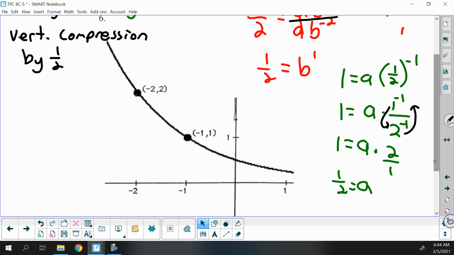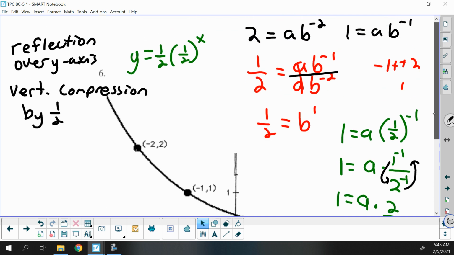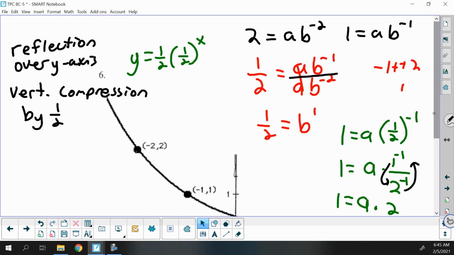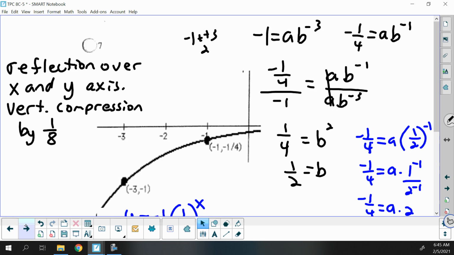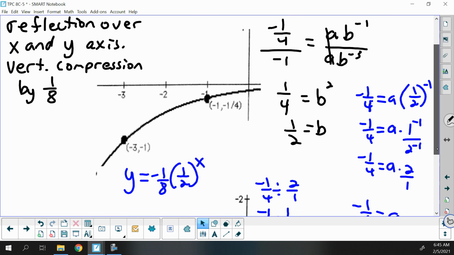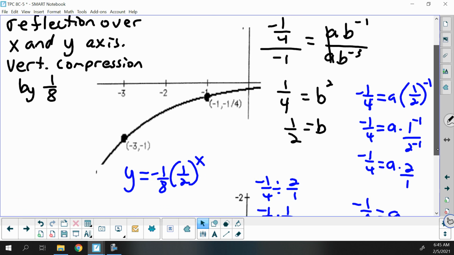So now we have 2 times a. When you divide it over, you get a is 1/2. So our final equation, we had 1/2 times 1/2 to the x. The 1/2 in the parentheses, because it's like 2 to the negative 1, is a reflection over the y-axis. And you can either say multiply y's by 1/2 or a vertical compression by a factor of a half. In 7, we got negative 1/8 times a half to the x.